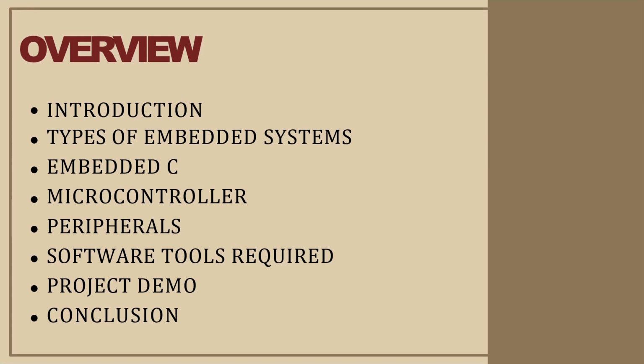I'll start with a basic introduction to embedded systems, what they are and where they are used. Then I'll talk about the types of embedded systems and the programming language Embedded C, which plays a crucial role in writing firmware for microcontrollers. I'll introduce the PIC16F877A microcontroller used in my project and explain the key peripherals. I'll also walk you through the software tools I used, including MPLAB X IDE and PICSimLab for simulation.